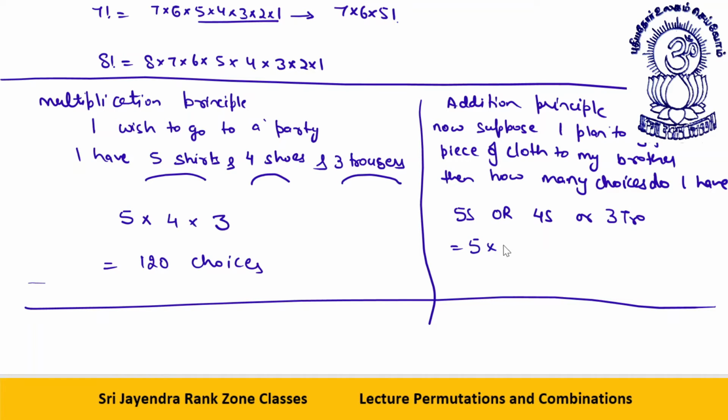I have 5 plus 4 plus 3. I just need to give one. I can take one from these. If I won't take from this, then I will take from this. But out of these, I will have to take at least one. So I have 12 choices. This is the basic thing. Dear students, clear to all? Next one.